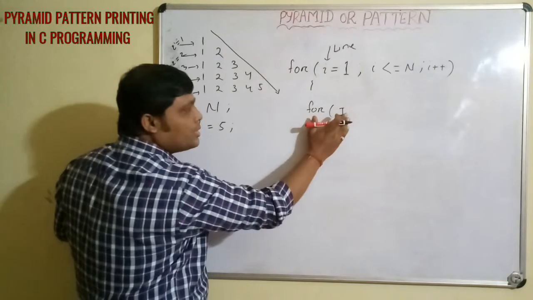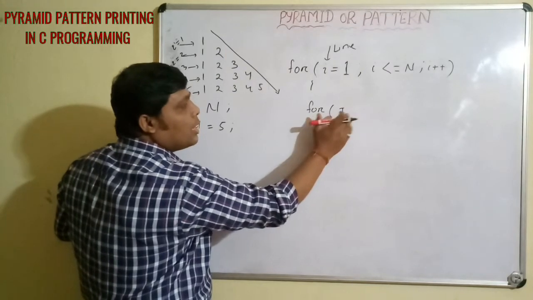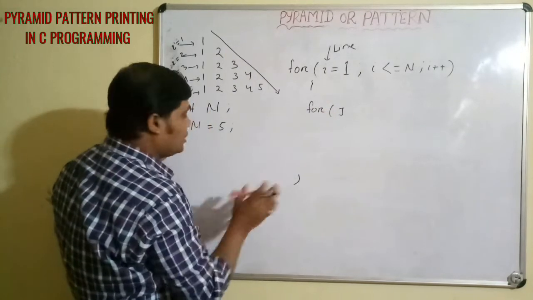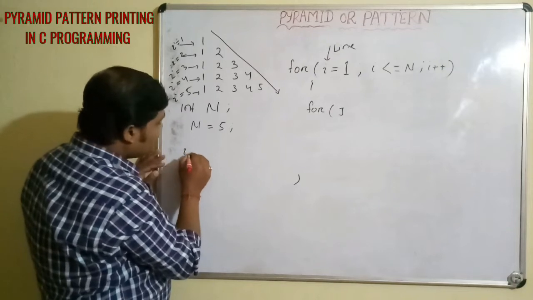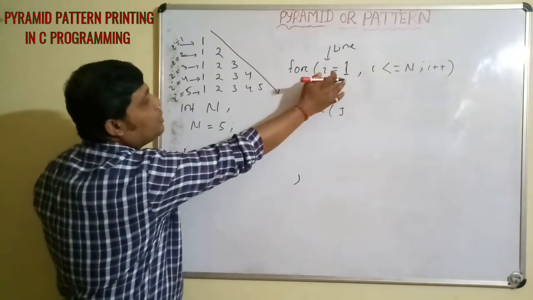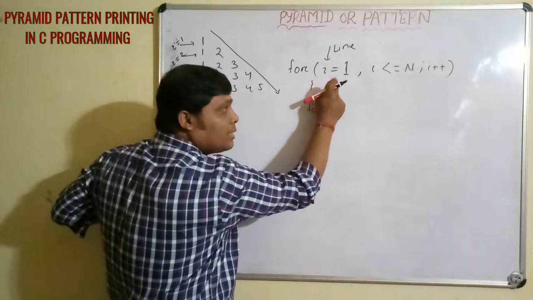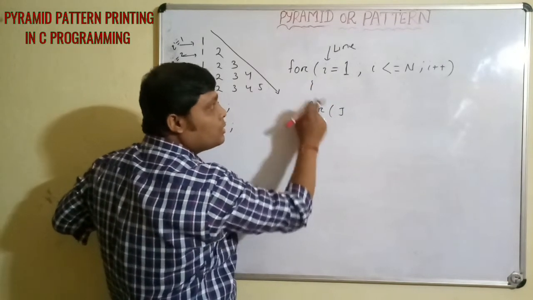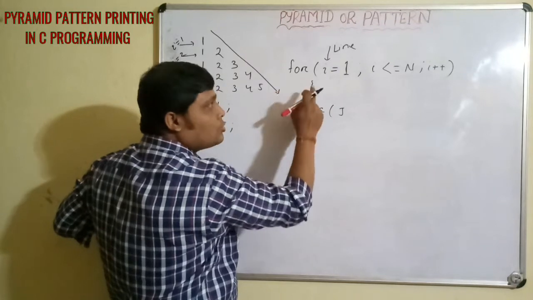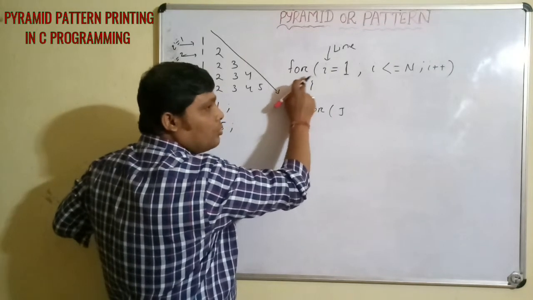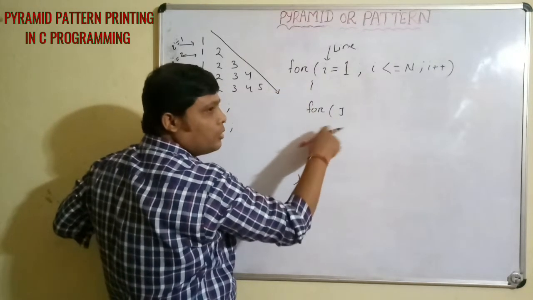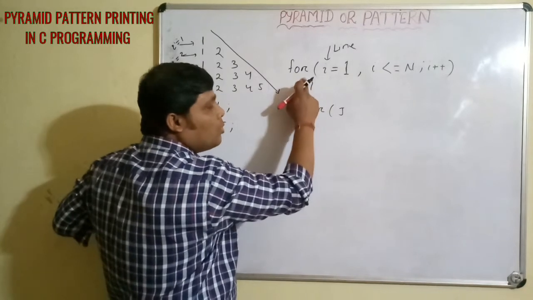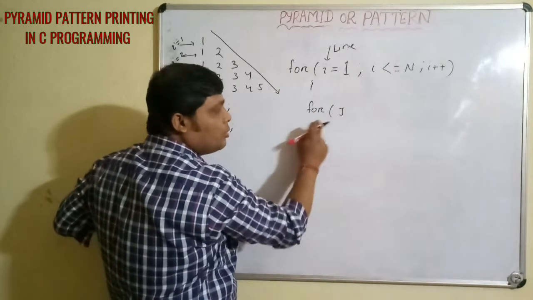Now see from where j will start and where j will end. Suppose the first time the i value is 1. For one i, multiple j will be there. This is the inner for loop, and this is the outer for loop. So for one outer value, multiple inner values will change. For one i, multiple j will be there.